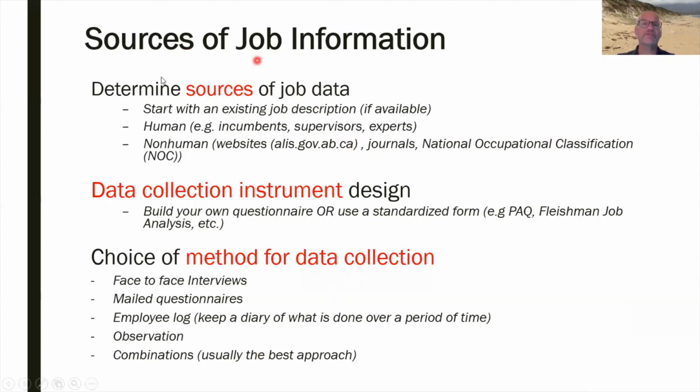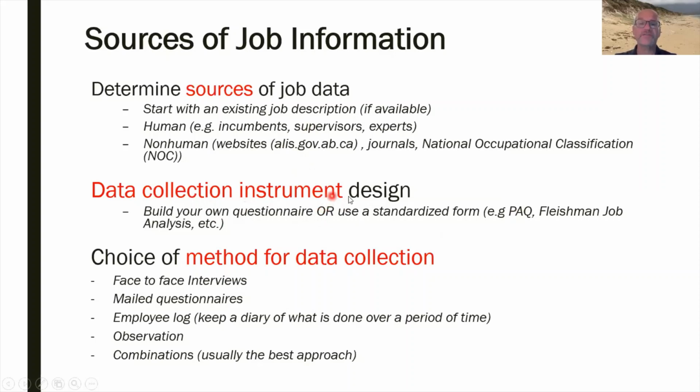For sources of job data, you start by determining your source of job data. So that could be an existing job description. Generally start with the humans, which are the incumbents and supervisors, and then go to the non-humans. All right, so these are the sources. Next, the data collection instruments. So how do you find out from these people what they're doing in their job? Well, you can build your own questionnaire, or there are standard questionnaires. One's called the PAQ, another one's called the Fleishman Job Analysis.